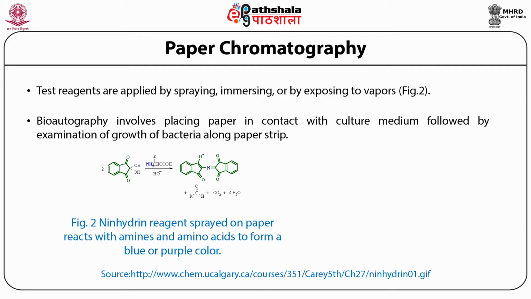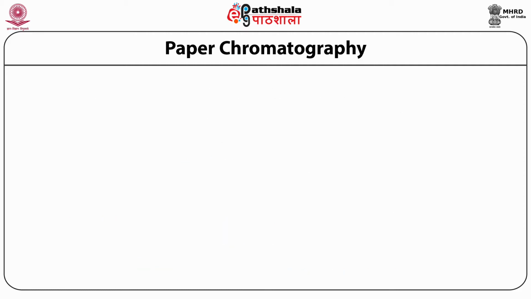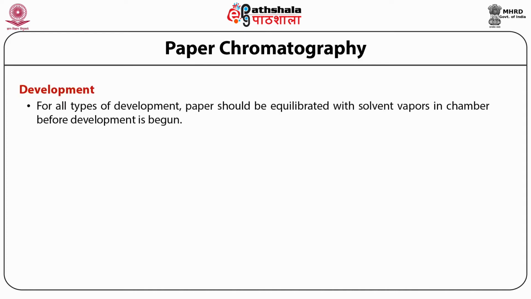After spotting the paper with a mixture of the substance to be separated, the next step is the development. For all types of development, the paper should be equilibrated with solvent vapors in the chamber before development is begun. Development is of two types: ascending development and descending development, as you can see in the figure.